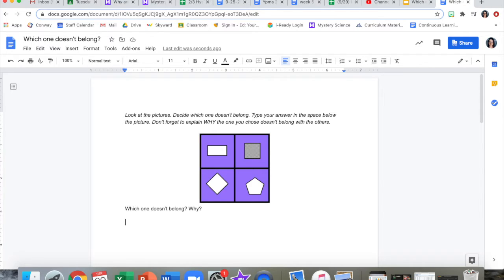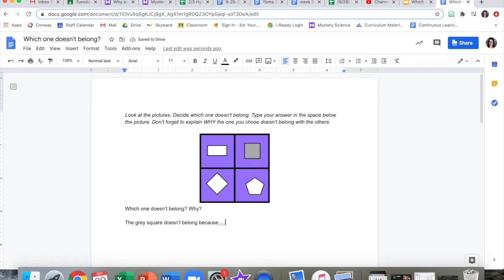It's probably easiest if you use some words like top, bottom, left, and right to help me know which one you're talking about. For example, in the first little picture, there are 4 shapes. You can choose any of them that don't belong. Remember how this activity works. But let's say you think that this one doesn't belong. To tell me which one, you could describe it. The gray square doesn't belong because, and you'd explain why.